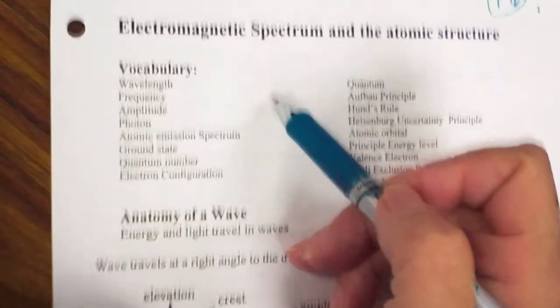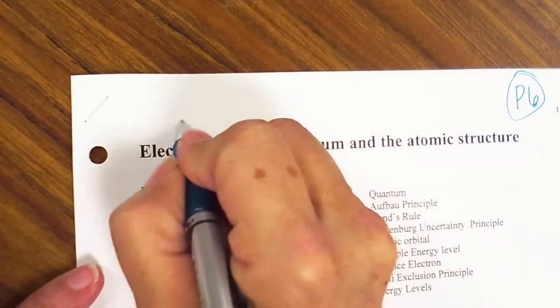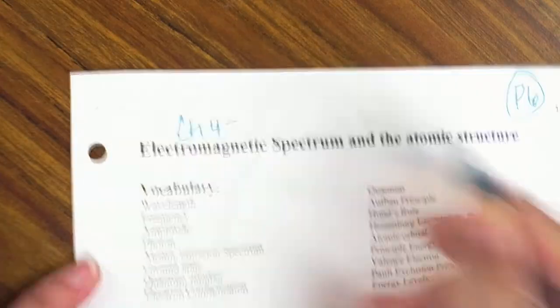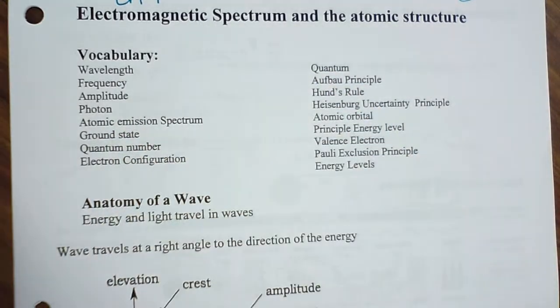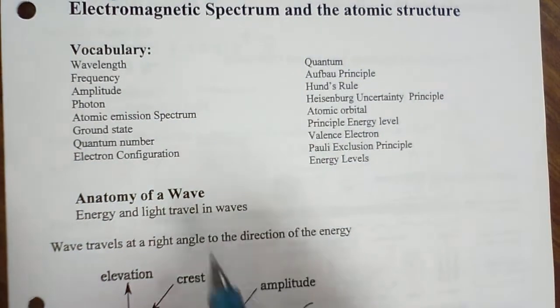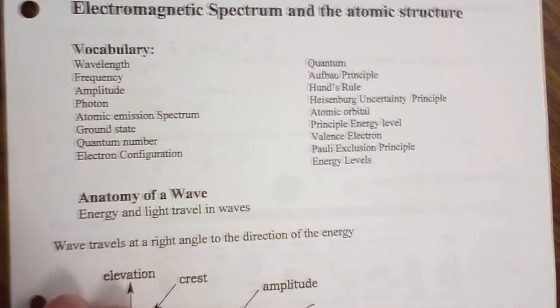Here are your vocabulary words for chapter 4. This is chapter 4, and here are your vocabulary words. Now, we're going to go through the anatomy of a wave. We're going to do the first 2 pages today. And this is the anatomy of a wave.